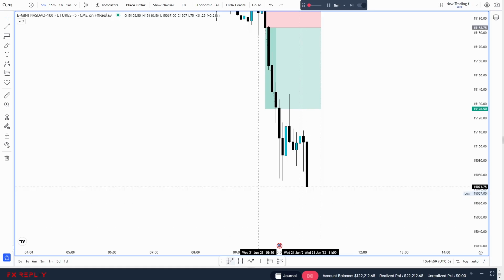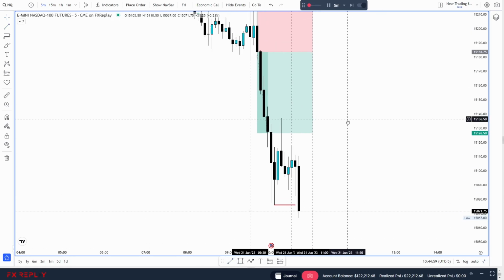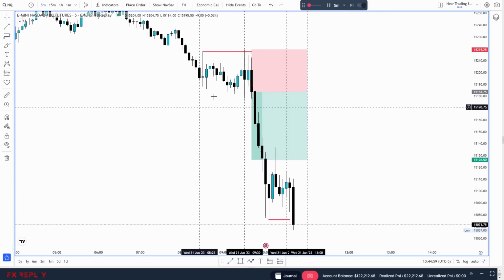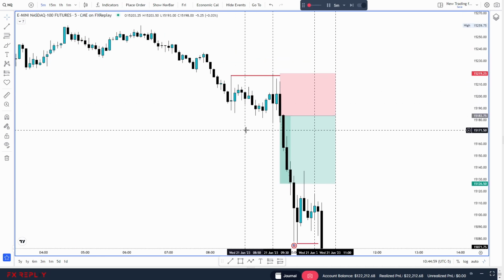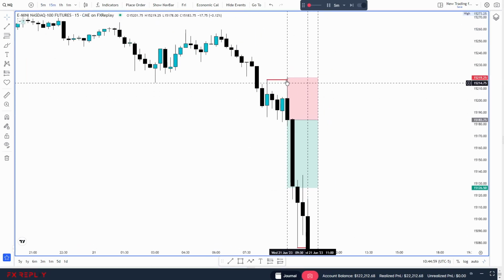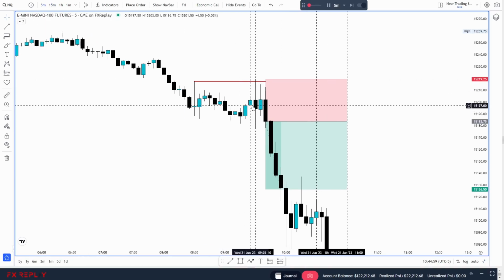And there's your low forming within the range. So that's just one example of a full model using that first 5-minute liquidity sweep. You can see we got the 5-minute liquidity sweep, then the 15-minute liquidity sweep, and then a 5-minute CISD right here as it closes above.